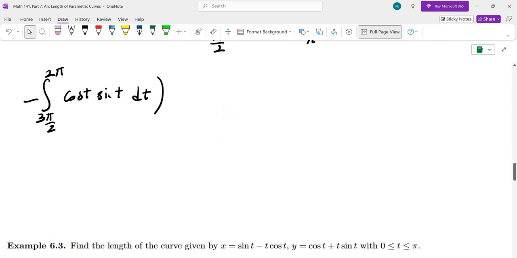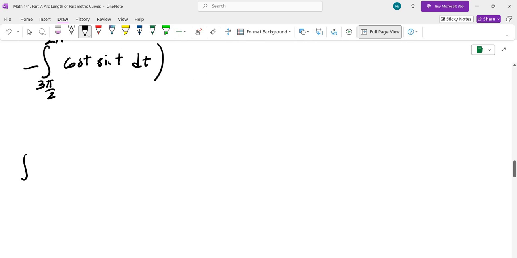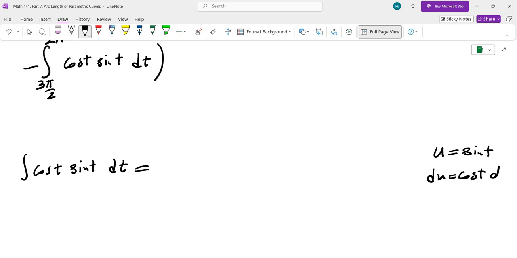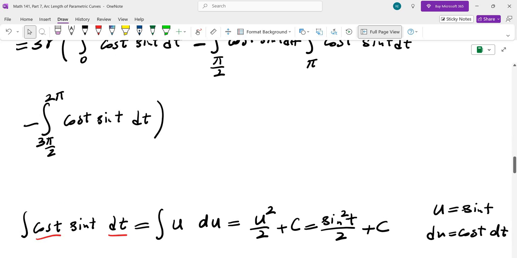Okay, so now we have to evaluate this integral and evaluate it from 0 to pi over 2, pi over 2 to pi, etc. So let's evaluate the integral here. Integral of cosine t sine t dt is going to be, if you do u equals sine t, du is going to be cosine t dt. So this is going to be the integral of u du, because cosine dt is du, and this gives us u squared over 2 plus c. So this is sine squared t over 2 plus c. So now I can just use that for all four of these integrals.